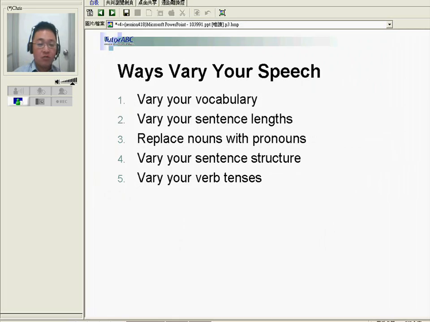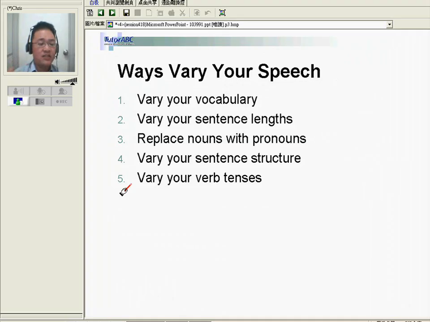All right, of course, the way to vary your speech to sound more like a native speaker involves using different words, changing the sentence lengths, replacing nouns with pronouns, varying your sentence structure, and of course, varying your verb tenses. That is true. But it doesn't mean using very, very difficult words. Okay? Difficult words does not mean good English.